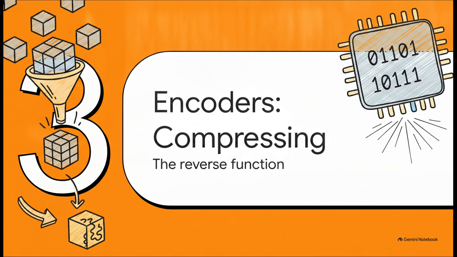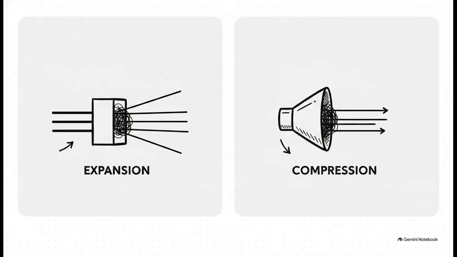All right, Section 3, encoders, compressing information. Time for the reverse function. These two are perfect opposites. While decoders expand n inputs into 2 to the power of n states, encoders provide the exact reverse functionality. They gobble up a huge number of inputs and compress them down into a highly efficient n-bit binary code that corresponds to the state of those inputs.